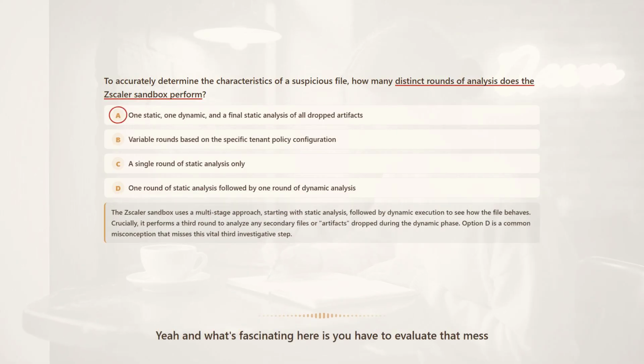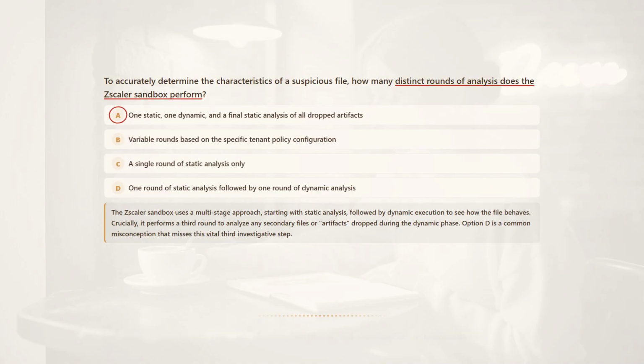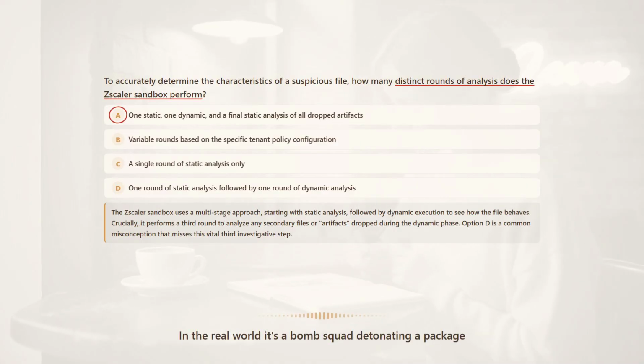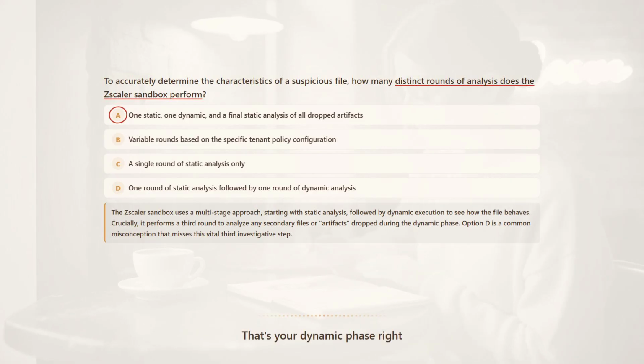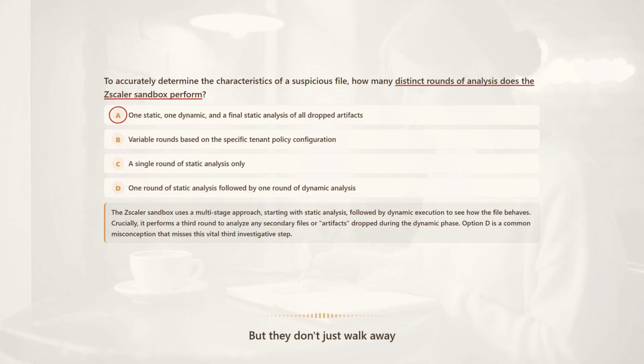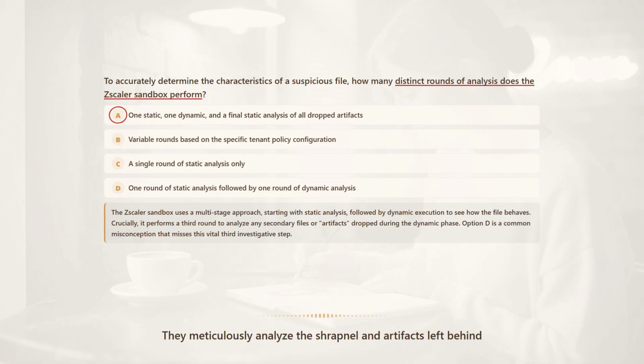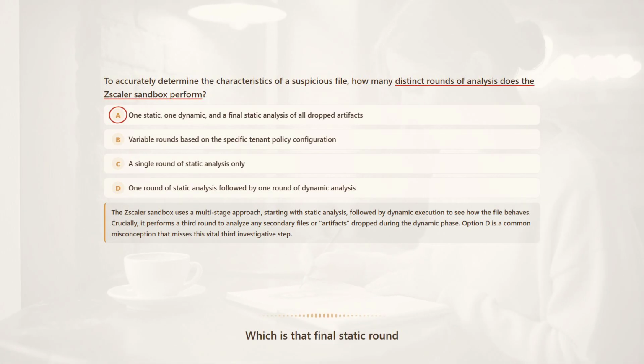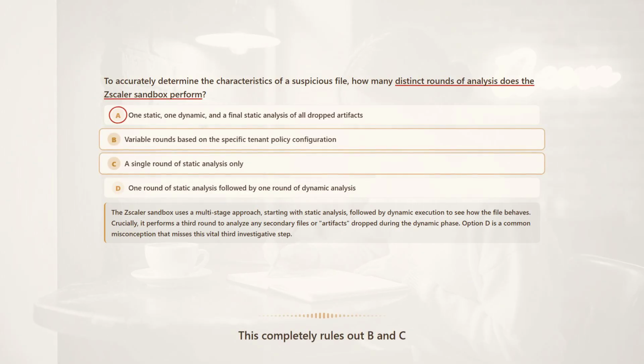Yeah, and what's fascinating here is you have to evaluate that mess. In the real world, it's like a bomb squad detonating a package. That's your dynamic phase. Right. But they don't just walk away. They meticulously analyze the shrapnel and artifacts left behind, which is that final static round. This completely rules out B and C.